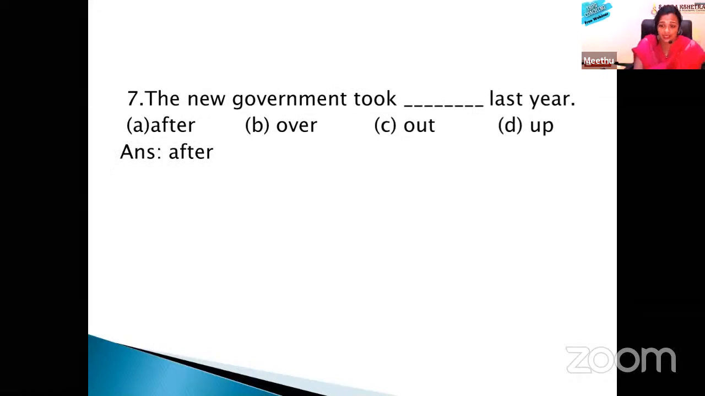Phrasal verbs. Phrasal verb means look after, took after, went into. You have two set of words where you combine these two set of words and another meaning will be used. You have to go through different phrasal verbs, a completely different meaning. The new government took after last year. It doesn't mean the exact word of took after. Another different meaning, that is take in charge last year.